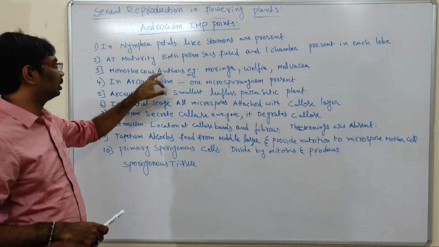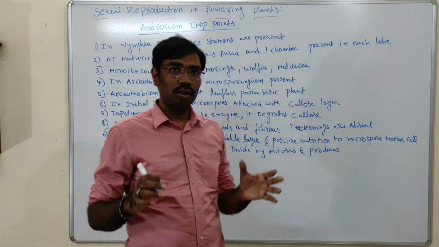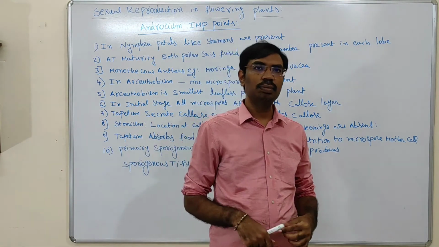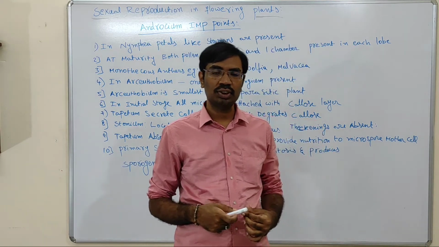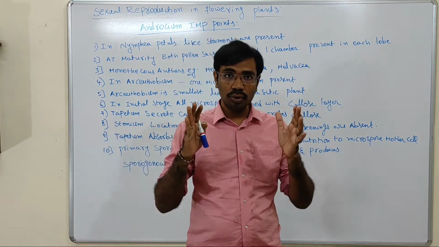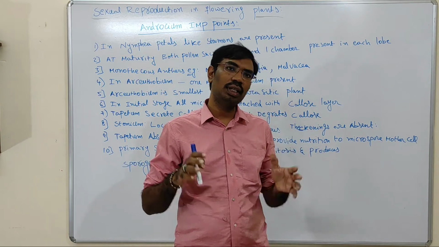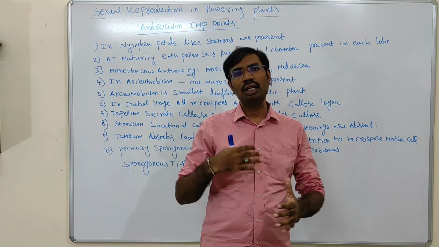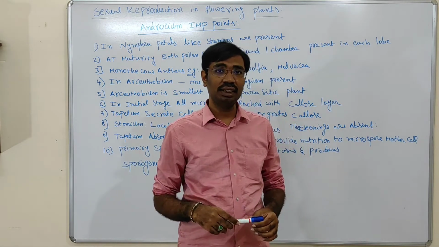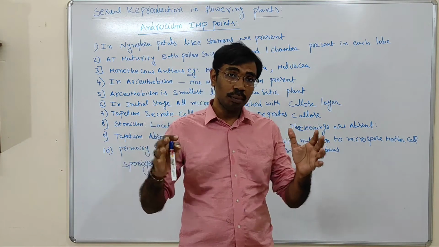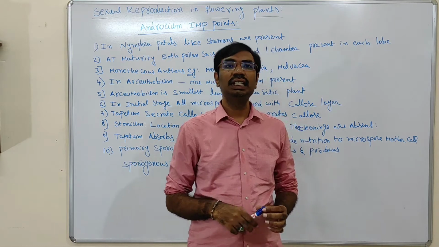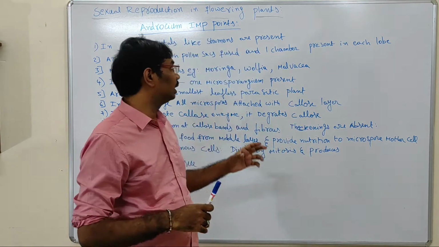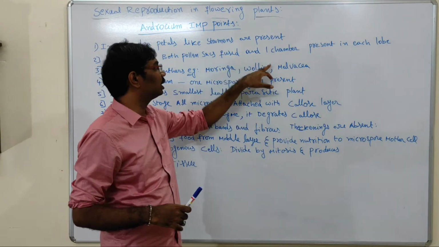And monothecous anthers. Generally, you studied bithecous anthers, and I have given some examples of monothecous anthers also. Bithecous anthers means 2 anther lobes are present. Most of the plants have bithecous anthers. But a monothecous anther means a single lobe is present in the anther. That kind of anther is called a monothecous anther.